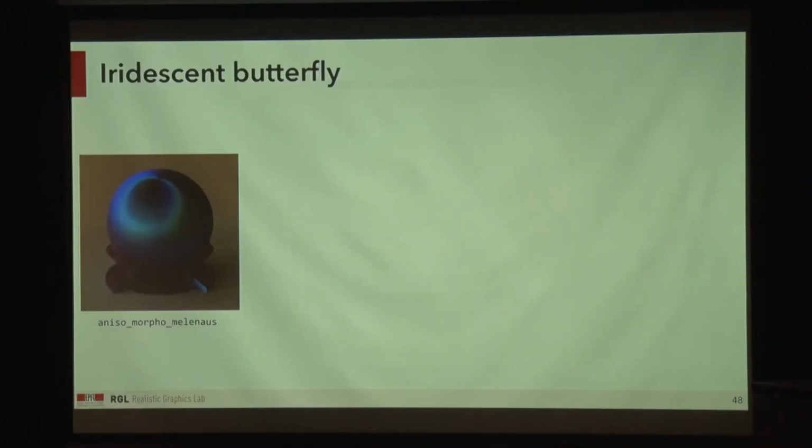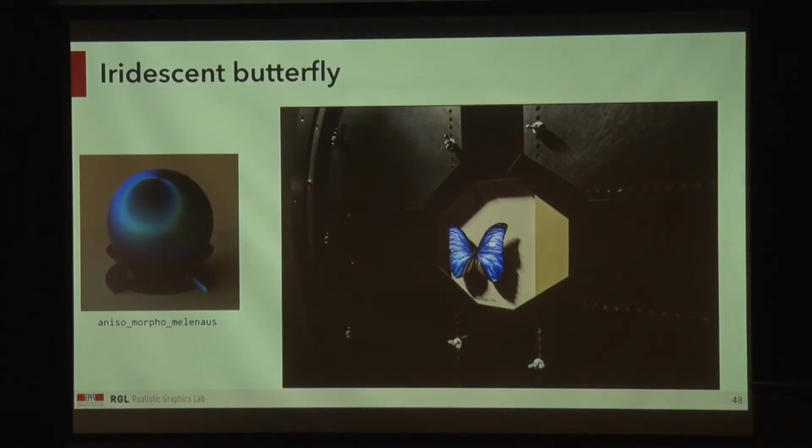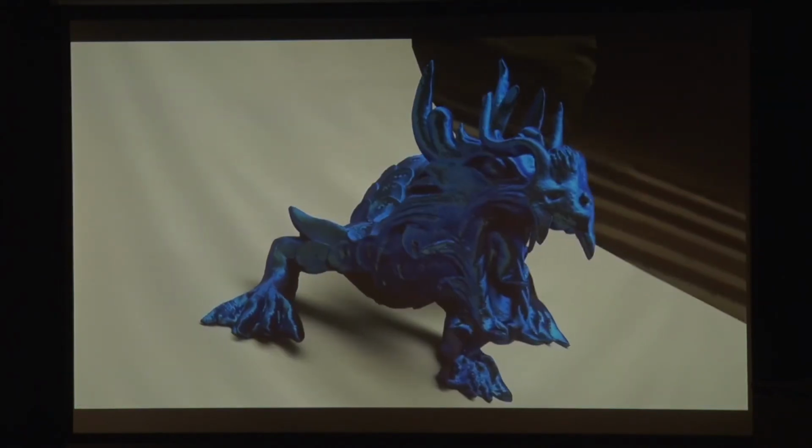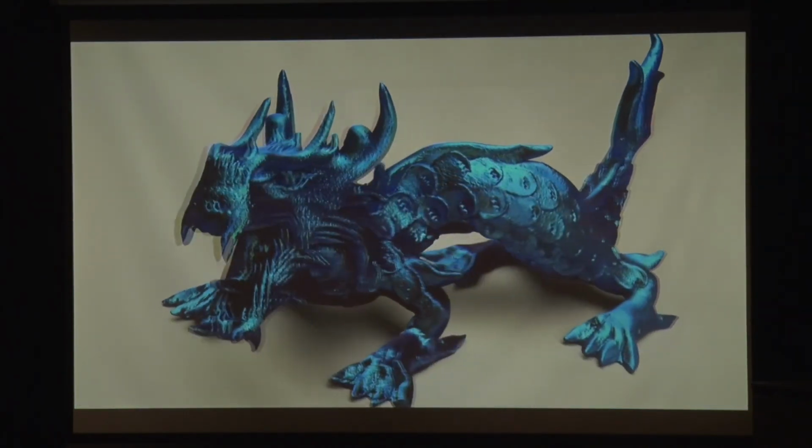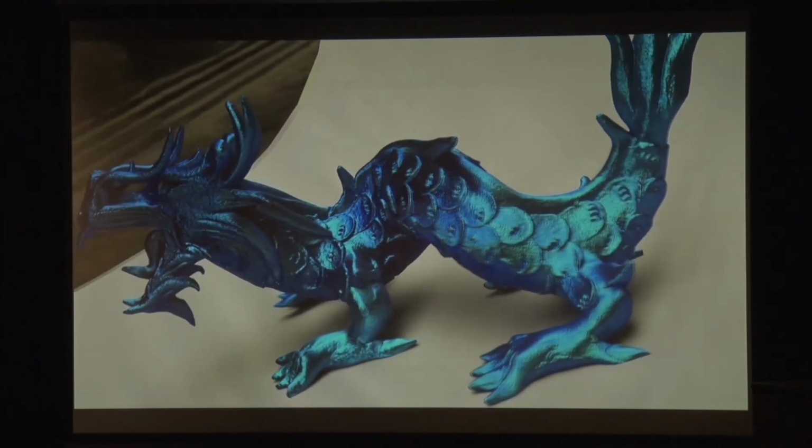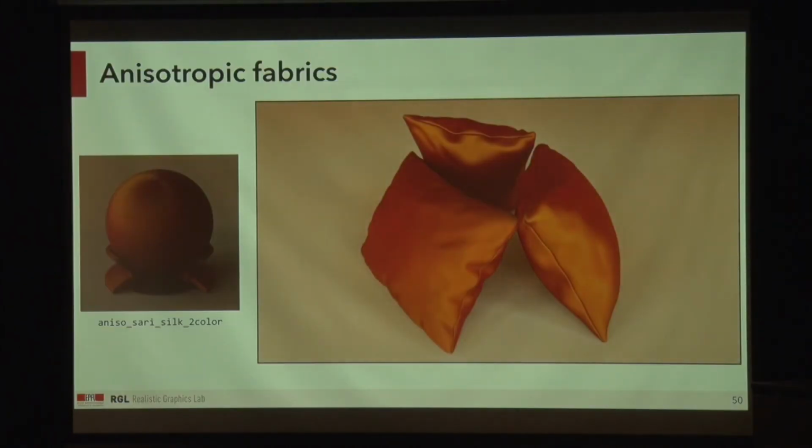We're measuring insects as well. So here's a morpho butterfly. If you could have a sphere that was made out of morpho butterfly, this is what it would look like, or a dragon. We're also measuring fabrics. So this you may have seen: sometimes you have a silk that has one color from one side and another color from another side. That's a typical kind of anisotropic material.